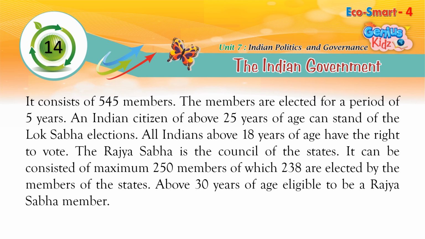It consists of 545 members. The members are elected for a period of 5 years. An Indian citizen above 25 years of age can stand for the Lok Sabha elections. All Indians above 18 years of age have the right to vote. The Rajya Sabha is the council of the states. It can consist of a maximum of 250 members, of which 238 are elected by the members of the states. One must be above 30 years of age to be eligible to be a Rajya Sabha member.